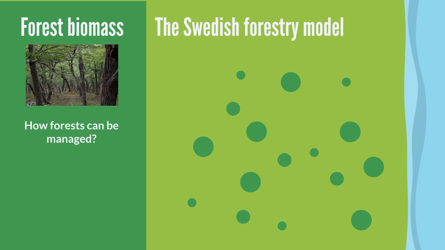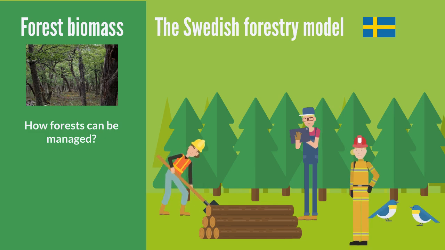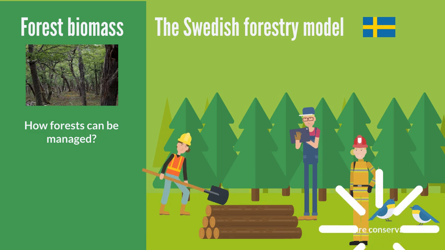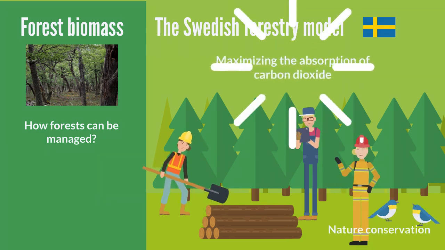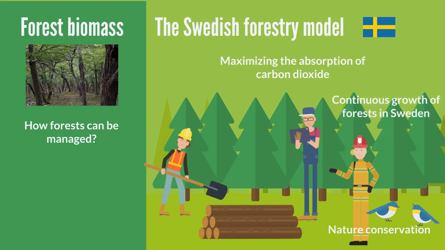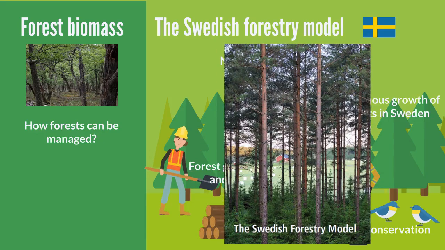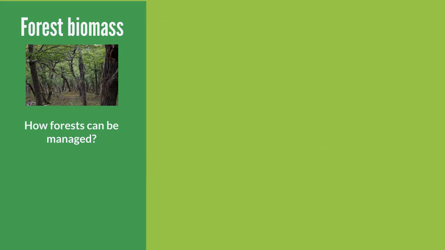Let's analyze an example of national forestry, the Swedish forestry model. The success of this model is because of a balance between conservation and profitability with the utilization of modern technologies. Its main results are nature conservation, maximizing the absorption of carbon dioxide, and continuous growth of forests in Sweden. Forest grows correctly and profitably. You can find on the internet a detailed description of this successful forest management model. Let's move to the next question.